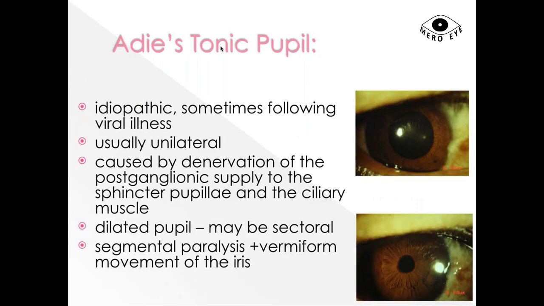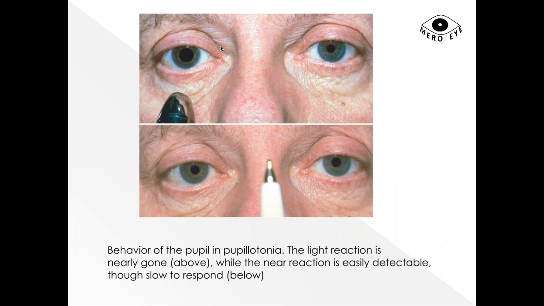So let's briefly talk about the Adie's tonic pupil. We have very little time. The tonic pupil is usually unilateral, occurs in middle-aged females, and is usually an idiopathic condition caused by denervation of the postganglionic supply of the sphincter pupillae muscles. So the pupil is dilated, and as we have discussed previously, there will be segmental paralysis and vermiform movement of the iris. This is characteristic of the tonic pupil. Because there is denervation, the pupil will become hypersensitive, and there is tonicity of the pupil also.